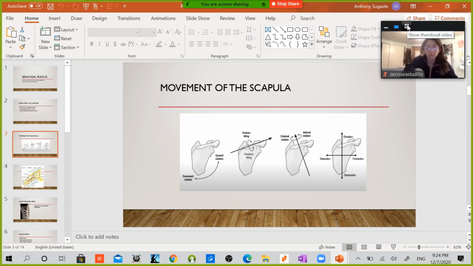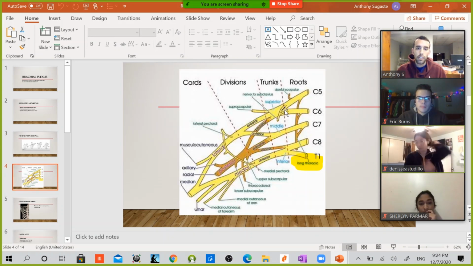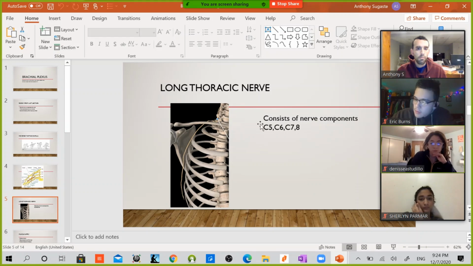Okay, there we go. All right. So this is the brachial plexus. Just going through it again. You have your roots, trunks, divisions, and cords. As you can see here, I'm focused on the long thoracic nerve this evening, and it is supplied by C5, C6, C7, and a branch of C8. That is the nerve pathway. And let's continue. Like I said, these are the nerve components. This is where it's positioned.